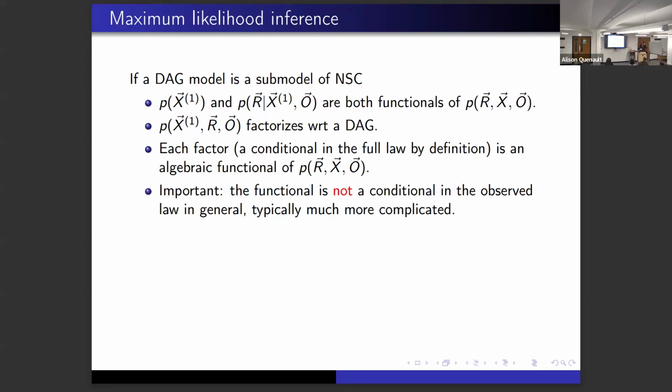Okay, so if my DAG model is a submodel of the NSC, the underlying distribution, the target law and the nuisance law, are both functionals of the observed data. The full data factorizes like a DAG. Each factor, which is a conditional in the full law, is an algebraic functional of the observed data. But this functional is not necessarily a conditional. It's actually much more complicated, which again I'm not necessarily going to get into, although when I get to imputation, you'll maybe see what I mean.